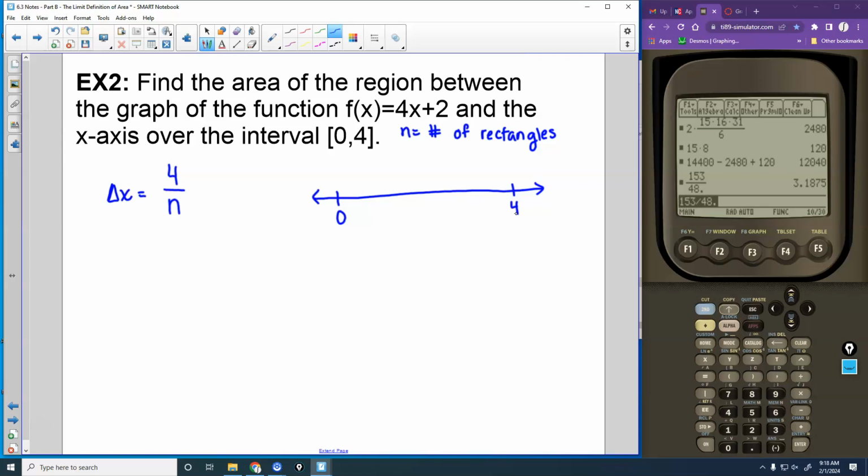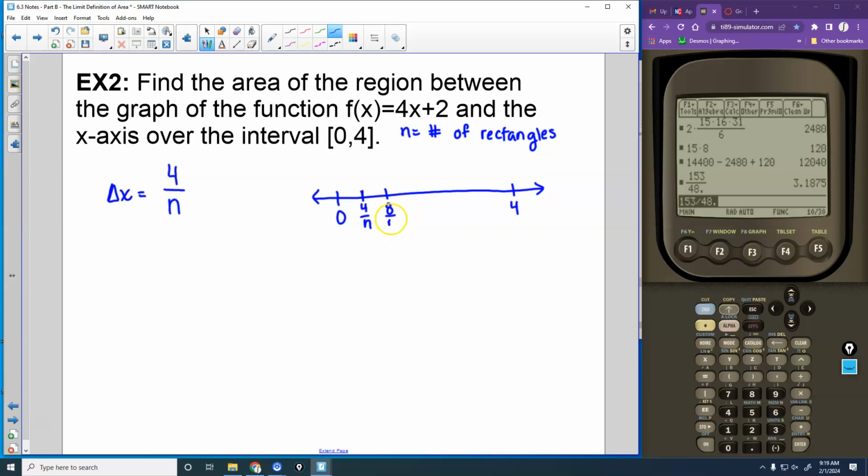We are going from 0 to 4, and we're splitting it into n rectangles, which the length of this is 4. We're dividing it by n. So each rectangle is going to have a width of 4 divided by n. Right? What that means is this first rectangle would go from 0 to 4 over n. What would the next tick mark be? It'd be another 4 over n away. What would that be?